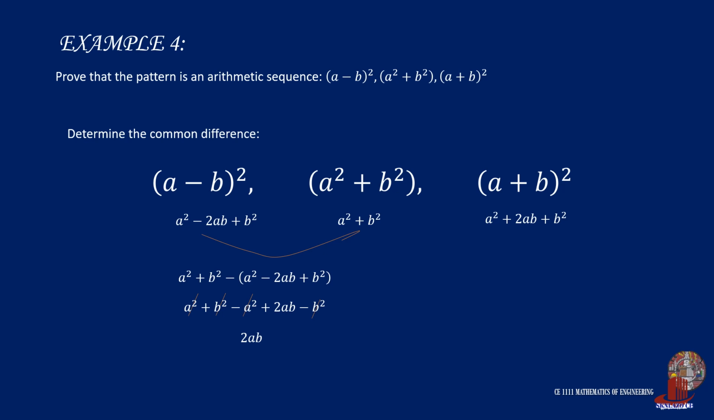Let's move on to the next pair of terms. So a squared plus 2ab plus b squared minus the quantity of a squared plus b squared. Distribute the minus sign to have a squared plus 2ab plus b squared minus a squared minus b squared. Collect terms to get 2ab. After having the two differences equal, we have proven that the pattern is an arithmetic sequence.